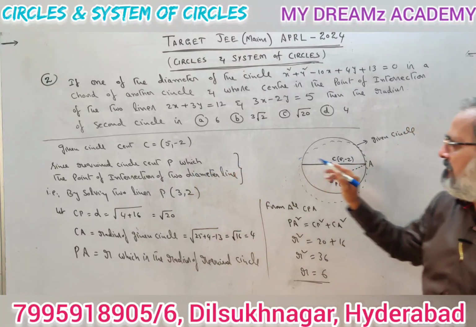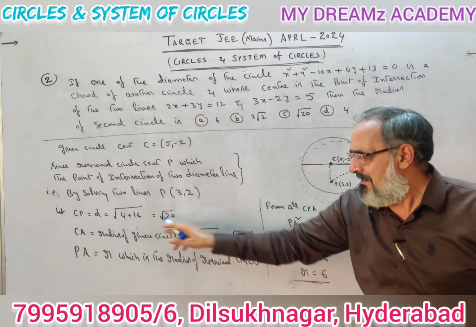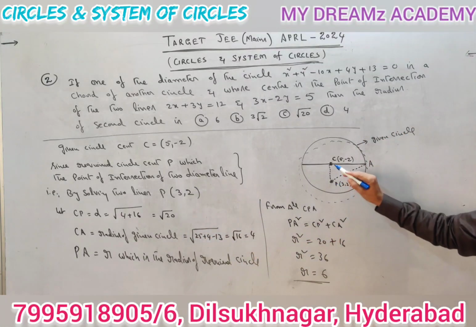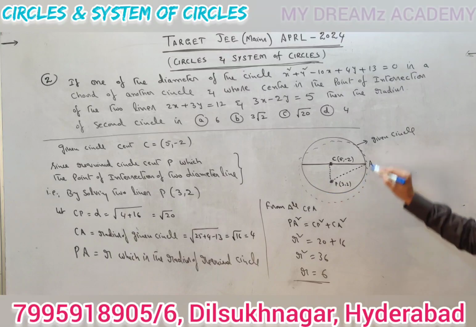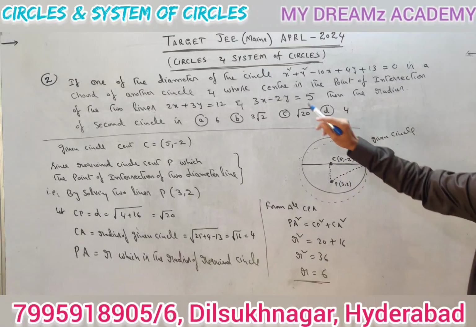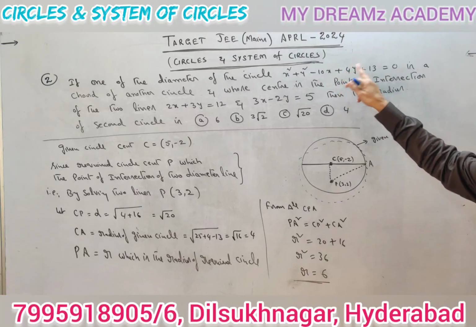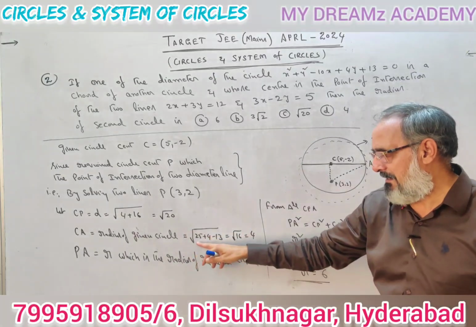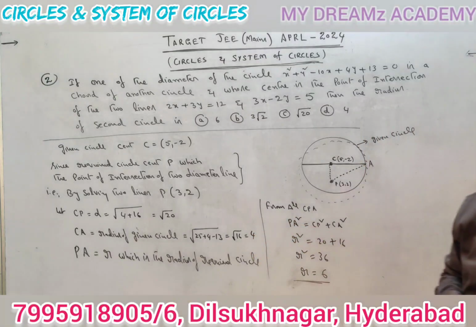CP is the distance between the center of the first circle and the center of the second circle, C1, C2. D equals root 20. CA is the radius of the given circle. So the given circle radius CA: 5 squared is 25, plus 2 squared is 4, minus 13. So CA is the root of 25 plus 4 minus 13, that comes root 16, equal to 4.